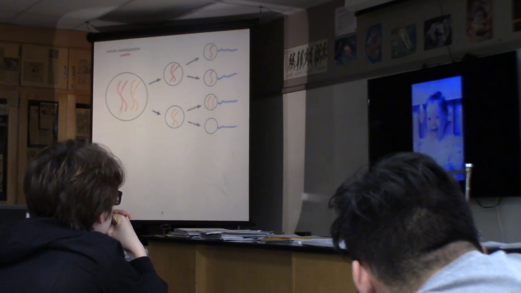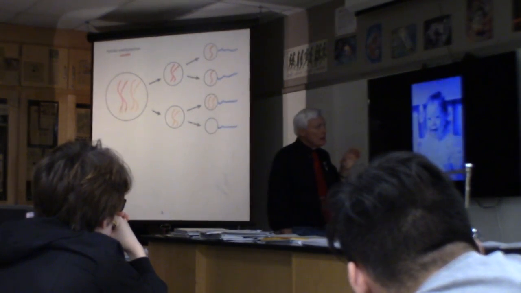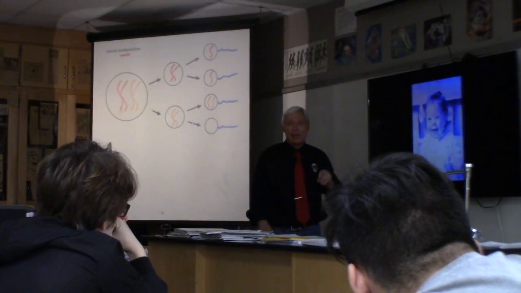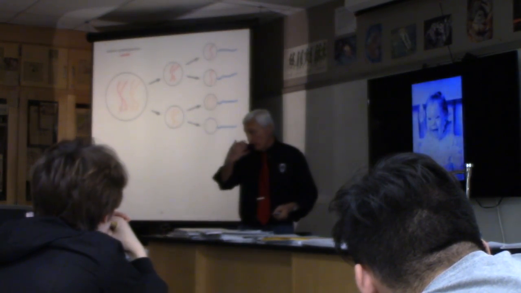Now, when people have Down syndrome, trisomy 21, when they're very, very young, sometimes it's hard to tell. But as they get older, the characteristics become a little more obvious.